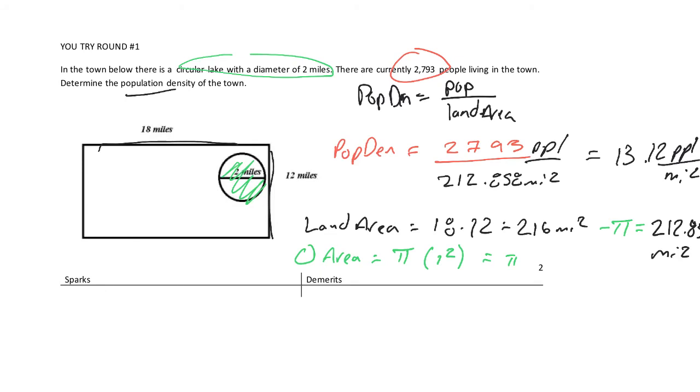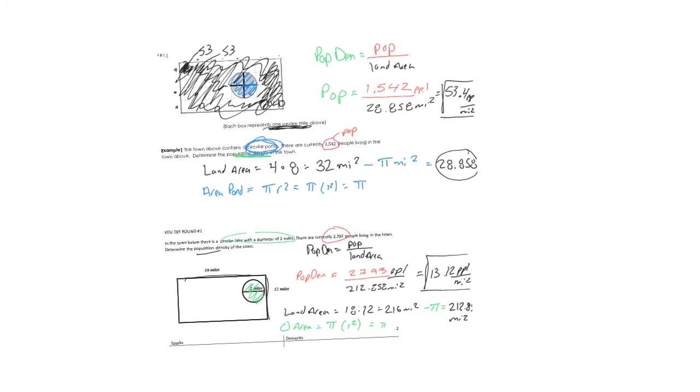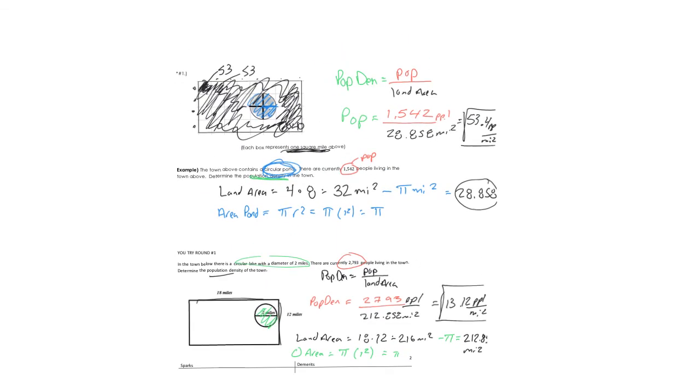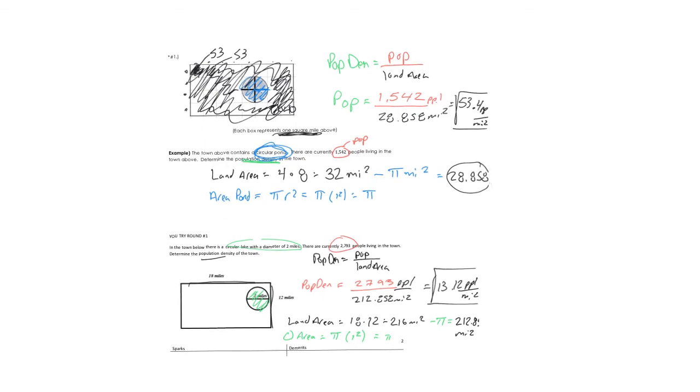So while we look at these two examples, I'm going to zoom out here. This one at the bottom has a population density of 13.1 people per mile squared. This one is 53 people per mile squared. So I want you to think, why is this one more dense even though there's fewer people? This one has more people, but it's less dense. So I want you to think about why that is.